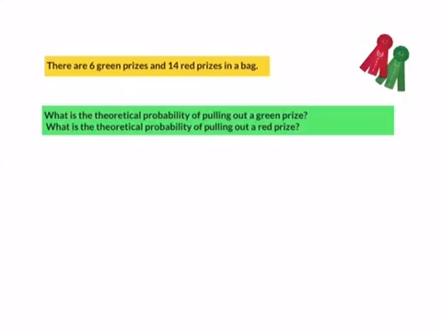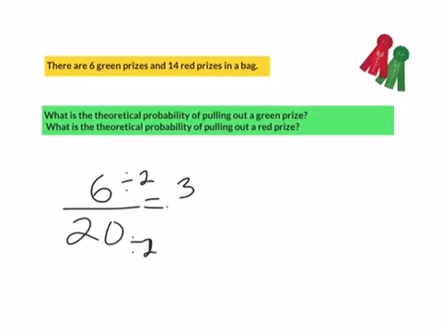Well, we know that the denominator of our fraction needs to be the total number of possible outcomes altogether, and 16 and 14 altogether is 30. So for the green prizes, our theoretical probability would be 16 out of 30, but we know that we need to simplify and reduce this fraction. We can divide the numerator and the denominator by 2 since they're both even numbers, and we find that the theoretical probability of pulling out a green prize is 8/15.